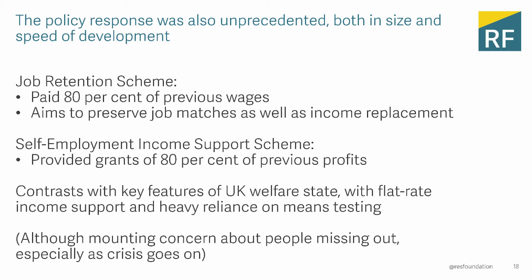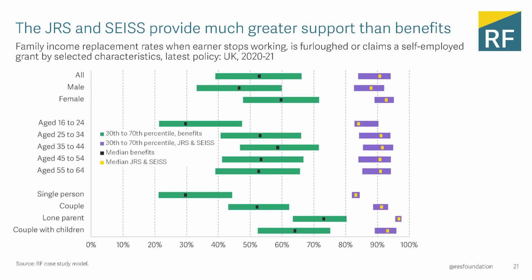Traditionally, our welfare state has provided flat rate income support, so the same amount to everybody, doesn't matter what your previous earnings were, and with a heavy reliance on means testing on your partner's income and the amount of capital you have. Again, features not found in these new schemes. And these two new schemes, the JRS and self-employment grant system, have played a huge role in protecting households from the shock in the labour market.